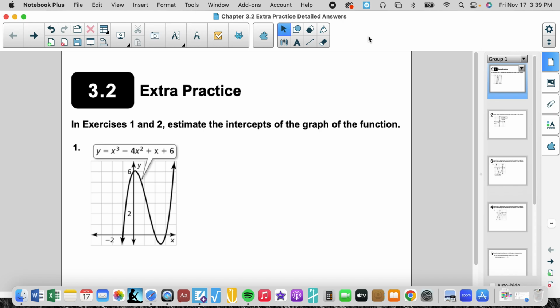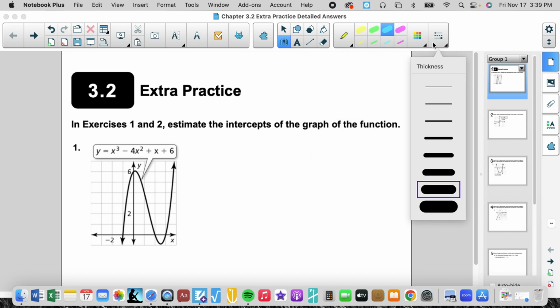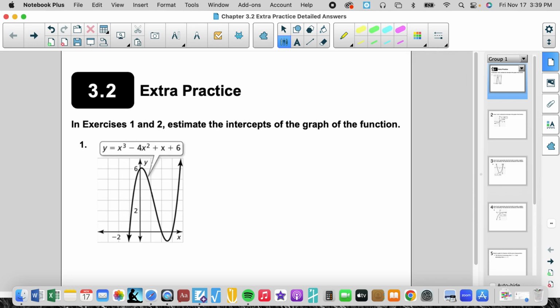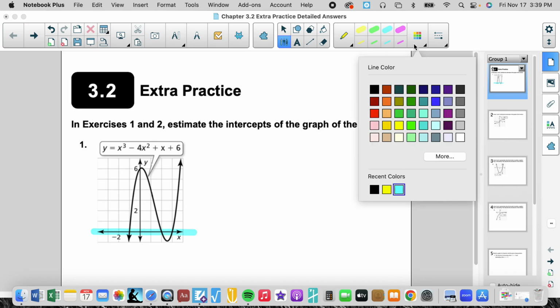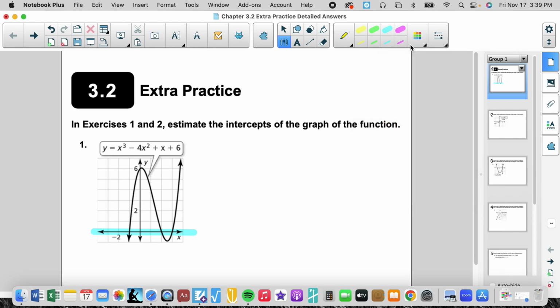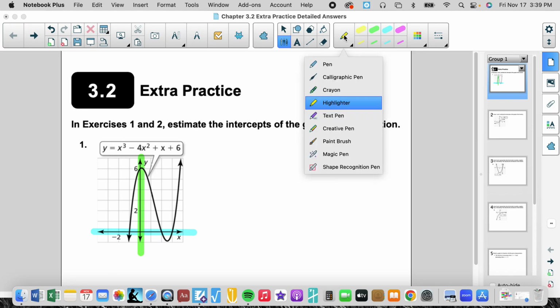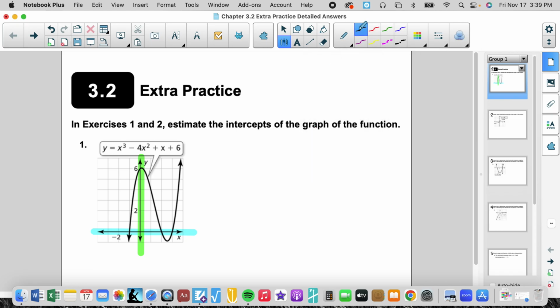So we have two intercepts. Intercepts are where the line crosses the x-axis, and where it crosses the y-axis. So wherever it crosses is a point, a location. So we have a couple of them. We look at the x-axis, and we see it crosses the x-axis in 3 places.